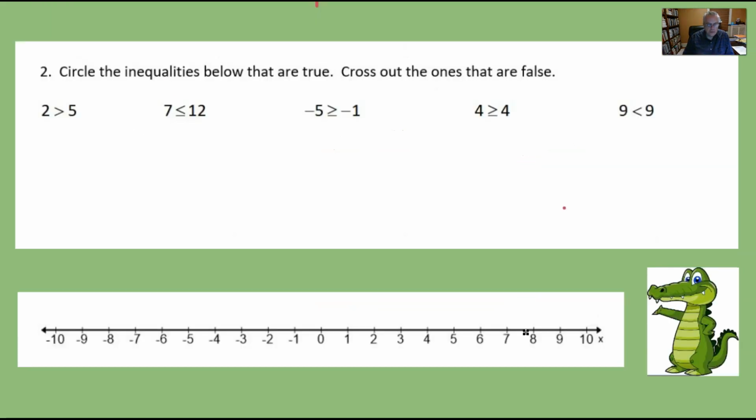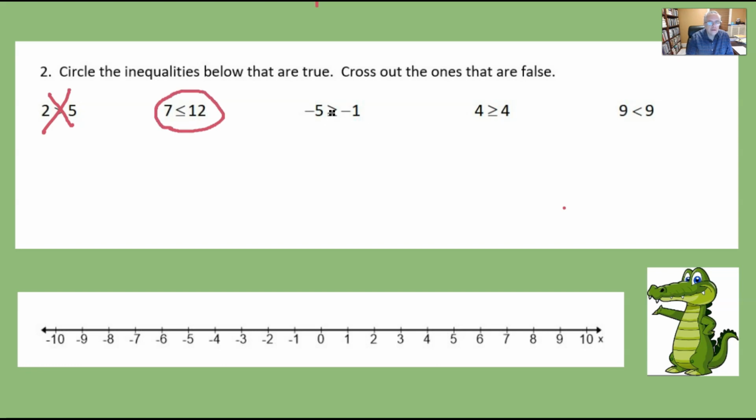Okay, so now we're going to circle inequalities that are true and cross out ones that are false. And if we need it, we have a number line down here to help us. So 2 is greater than 5. That is definitely false. 7 is less than or equal to 12. Well, it's less than 12, so this is true.